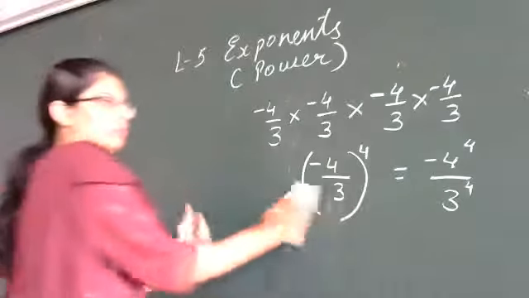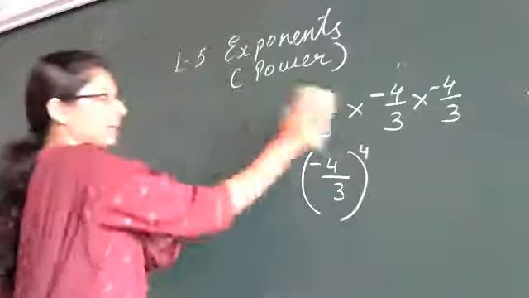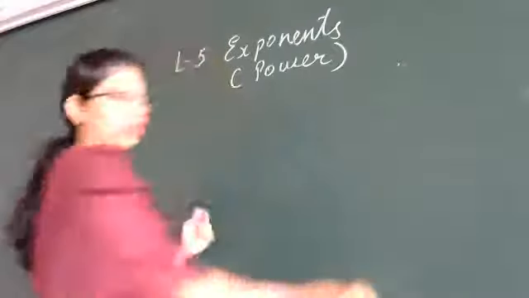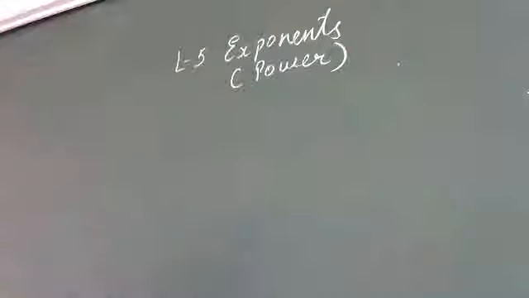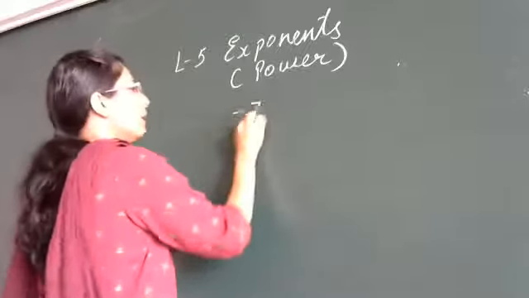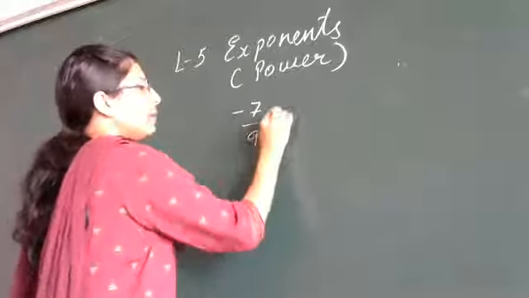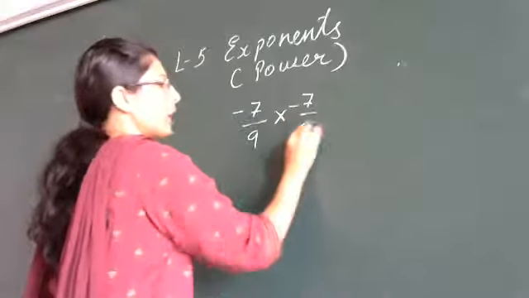We will go from the base. Directly we can't go for complex. You have to understand simple things first. Okay. Now, for example, minus 7 by 9 multiply with minus 7 by 9.